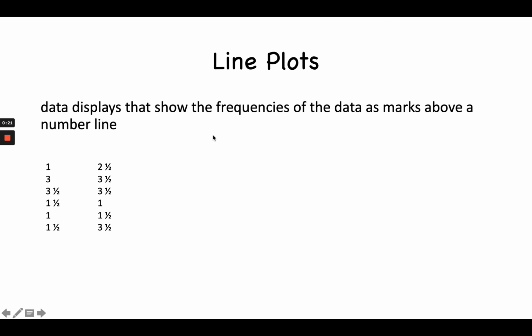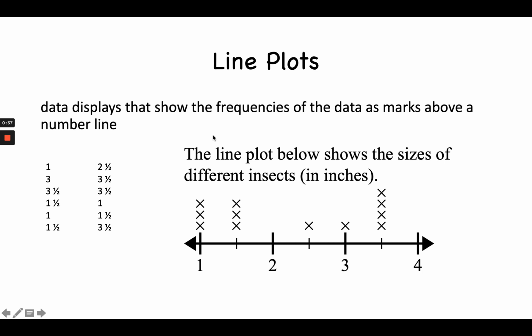Let's say, for example, we measured insects in inches, and we wrote down all of our data in a list. Instead of just looking at this list, we could use a line plot to organize our data. The line plot below shows the sizes of different insects. When we look above the 1, there are 3 X's. That means there were 3 insects that we measured that were 1 inch in length. And if I look over at my list, I see I have 3 1s.